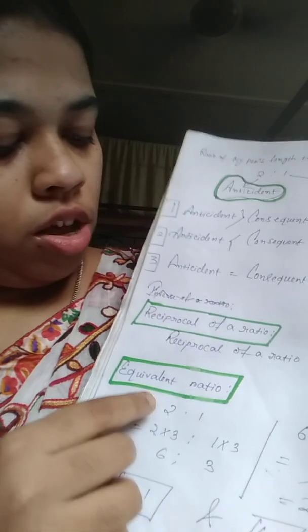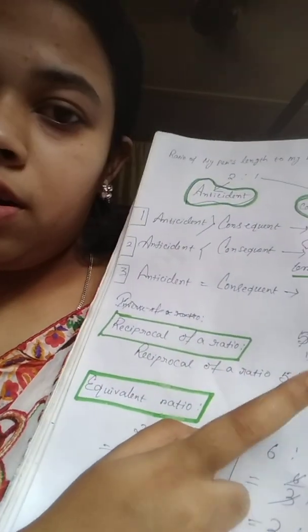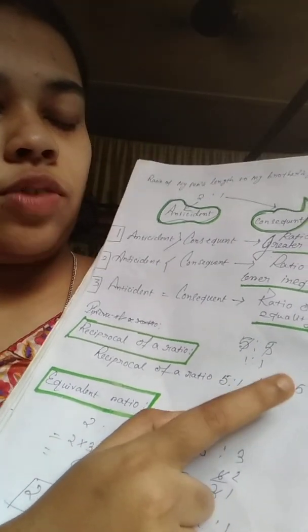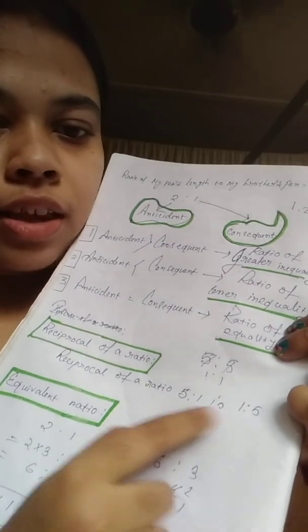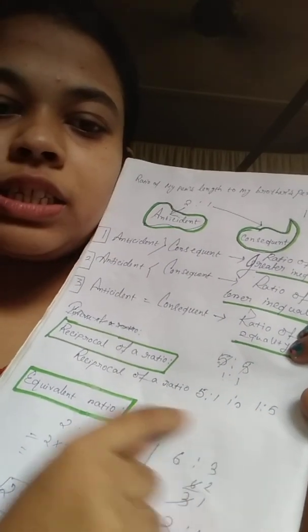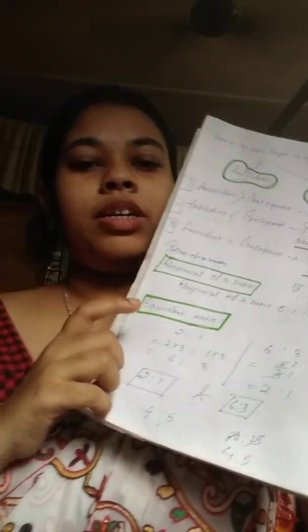Done. Now what is the reciprocal of a ratio? If I tell you to find the reciprocal of the fraction 1/5, you will tell me, ma'am, 5/1. In case of a ratio, same thing. The reciprocal of the ratio 5:1 is 1:5. Just the opposite one. 5:1 will become 1:5. That is the reciprocal. And coming to the last part, equivalent ratio.